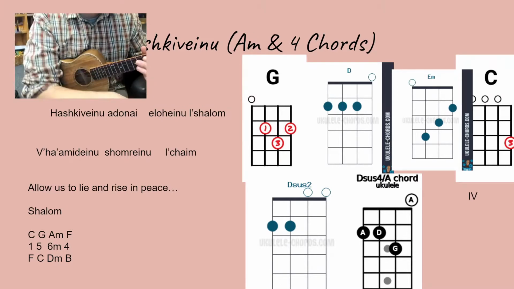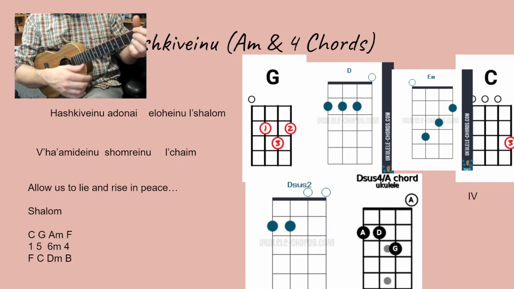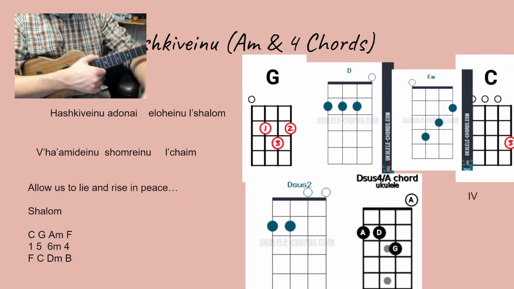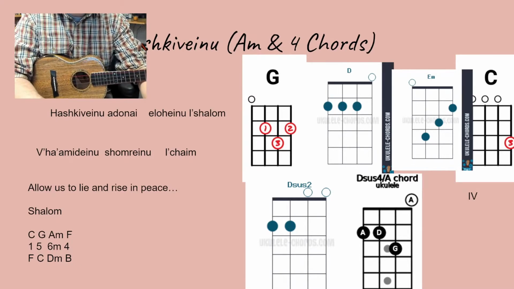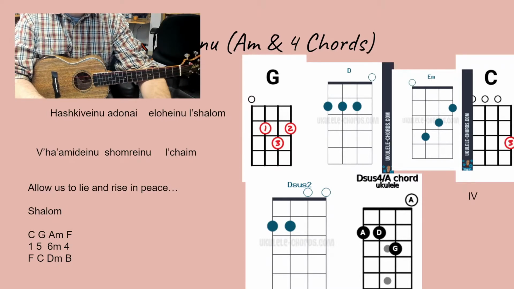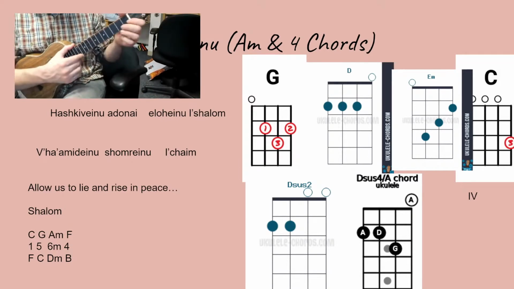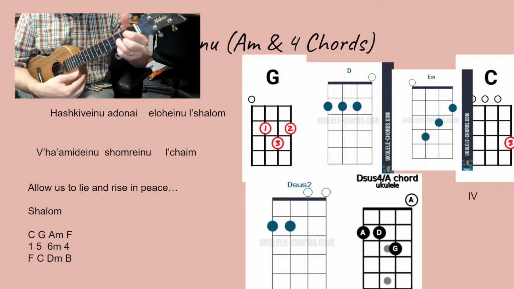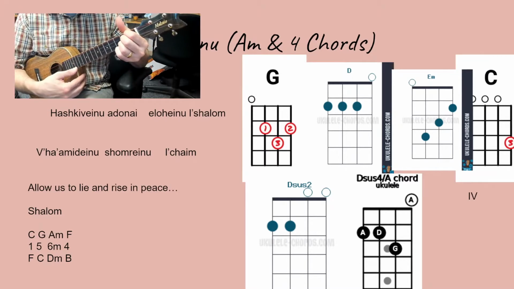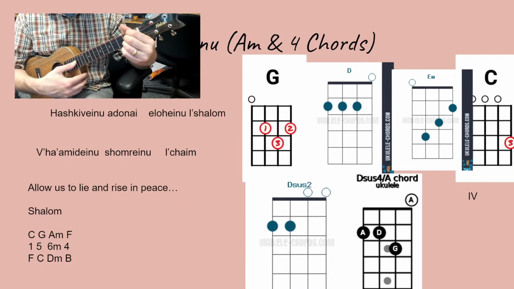Okay, same thing, same progression, just doing it in the key of G instead. Let me move that out so you can see my fingers also. Okay, so we've got our G, we've got our D. How's that D coming for people? Is it okay?